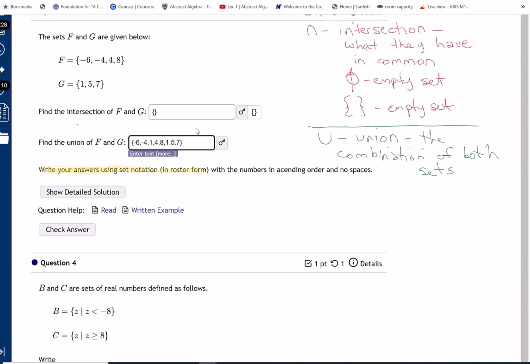Ascending order means the numbers are getting bigger. So that takes care of my 1. My 5 would go here. And my 7 would go next to it. And that should be it. 4, 5, 7, 8. That's perfect.